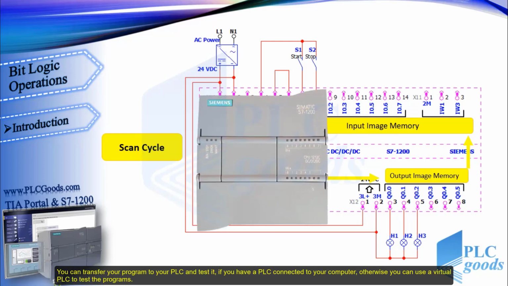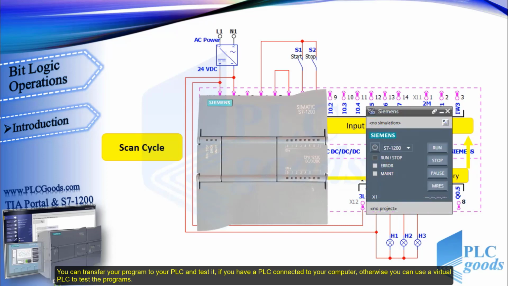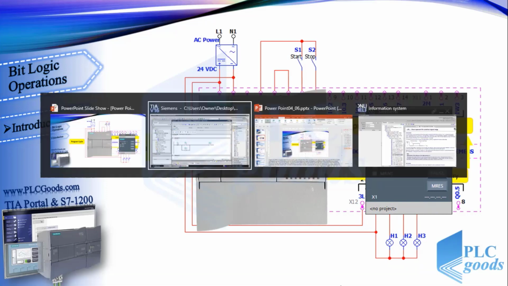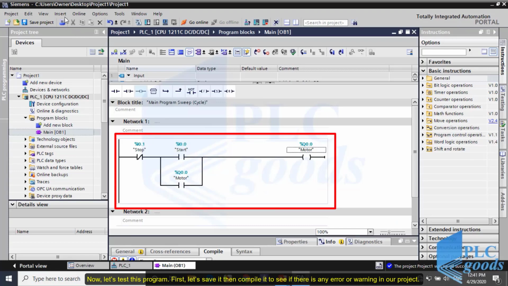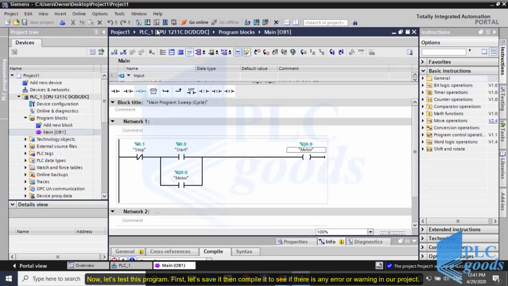You can transfer your program to your PLC and test it if you have a PLC connected to your computer. Otherwise, you can use a virtual PLC to test the programs. Now let's test this program. First, let's save it, then compile it to see if there is any error or warning in our project.